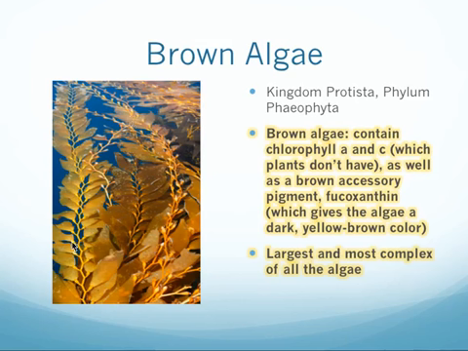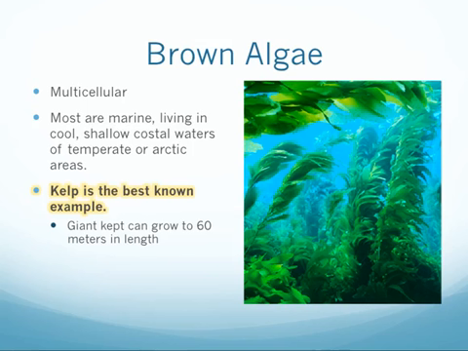They often have these little air bladders that help them float up to the surface, which helps them gather a lot of sunlight. And this is what we call seaweed. They are multicellular. Most are marine, living in cool, shallow coastal waters of temperate or Arctic areas, so not a lot in really hot areas of the world. And kelp is the best known example. Kelp looks really green, but it does fit in brown algae.